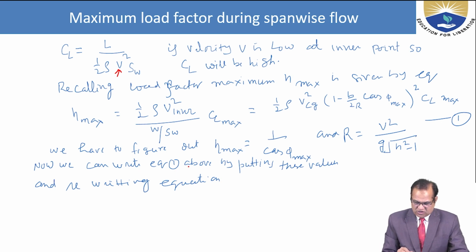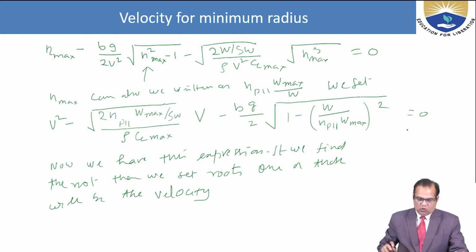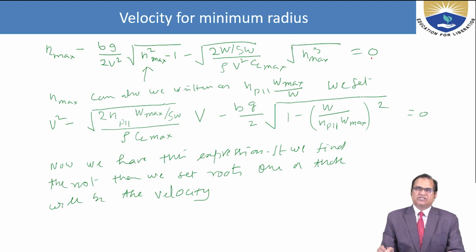Now we can write this equation 1 above by putting these values and rewriting the equation. So if we write N maximum in place of N max, we write 1 by cos phi, and for R we write V square by g under root N square minus 1. So we can write that N max minus bg by 2V square under root N square max minus 1, minus whole under root 2W by SW rho V square CL maximum, N maximum cube is equal to 0. N maximum can also be written as N PLL W maximum by W. So in place of N max, we will write N PLL W max by W.